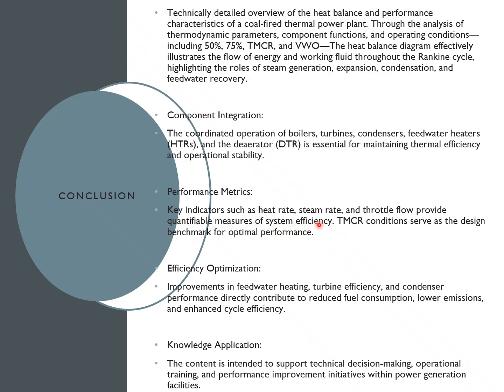Performance metrics: key indicators such as heat rate, steam rate, and throttle flow provide quantifiable measurement of system efficiency, and TMCR condition serves as the design benchmark for optimum performance. Efficiency optimization: improvements in feed water heating, turbine efficiency, and condenser performance directly contribute to reduced fuel consumption, lower emissions, and higher cycle efficiency. Knowledge and application: this content is meant to support technical decision making, operator training, and performance improvement initiatives within the power generation facility.